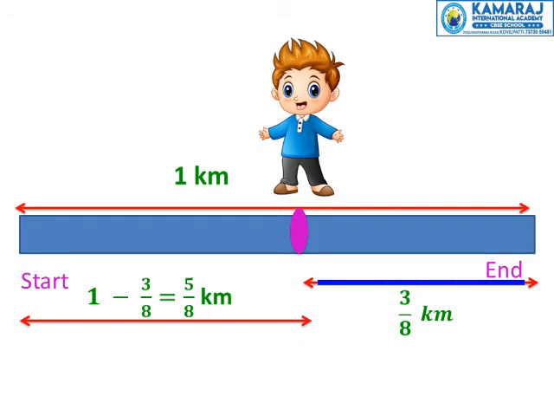kilometer, he needs to cover. The remaining part we can subtract from the whole, so we can get this one. So 1 minus 3 by 8 is equal to 5 by 8 kilometer. This one is already given, it is equal to 35 kilometer.